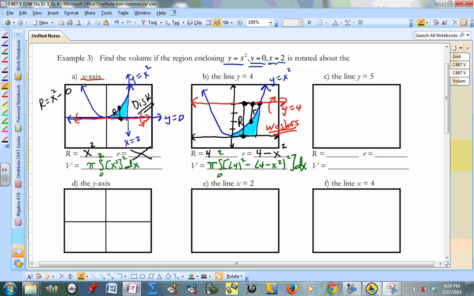When you're ready, let's pause the video and draw a region for part C. But to make it more interesting, before we do anything, let's change this from the line y equals 5. Let's make it the line y equals negative 5. Okay, so keep that in mind when setting up your region. Once you're ready to continue, go ahead and press play. But pause the video now and draw your graph.